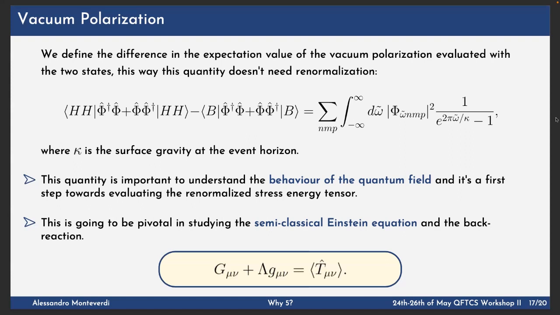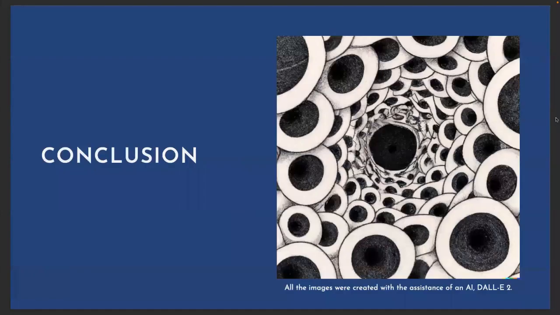So what is the vacuum polarization? The vacuum polarization is important to understand the behavior of the quantum field, but mainly it is a first step to analyze the stress energy tensor. So this is our goal. We want to evaluate the expectation value of the stress energy tensor over this background, because at the end of the day, what we want to do is to study the semi-classical Einstein equation and try to solve the back reaction problem on this background. So, a bit of conclusion here.